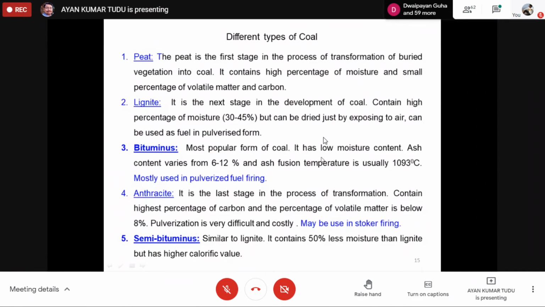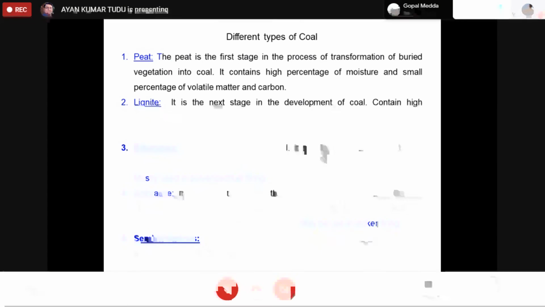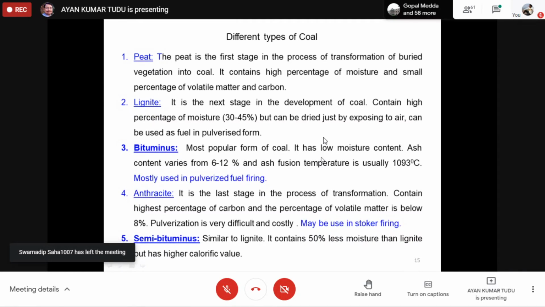As you can see, this bituminous type of coal is used in our pulverized fuel firing. Then we have anthracite. It is the last stage in the process of transformation, with the highest percentage of carbon, and it is very costly. The percentage of volatile matter is below 8%. Pulverization is very difficult and costly, so maybe stoker firing is used. What is stoker firing, what is pulverized fuel firing, we'll be talking about it in this subject only.